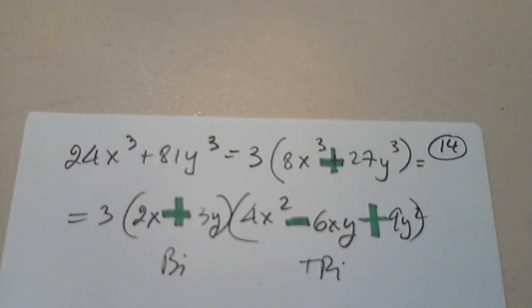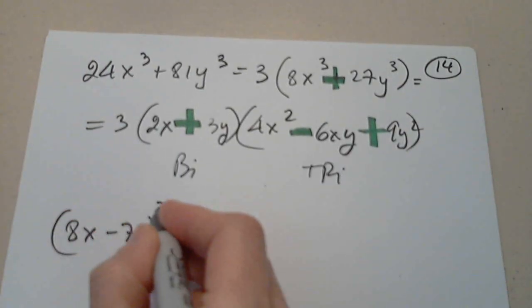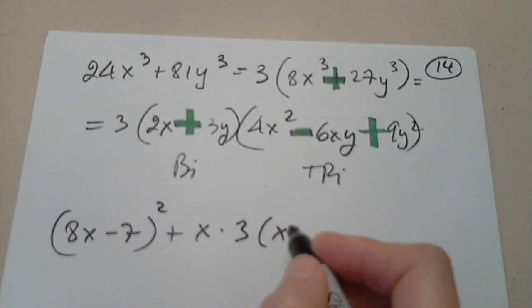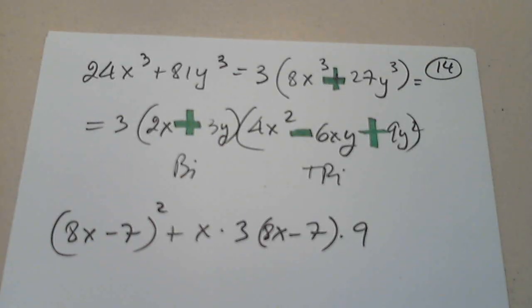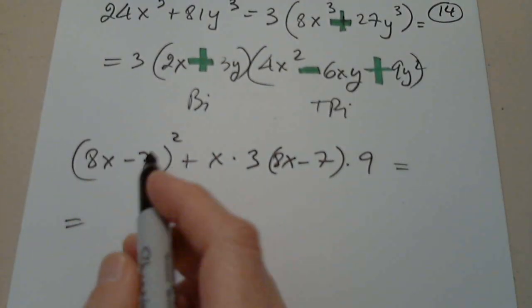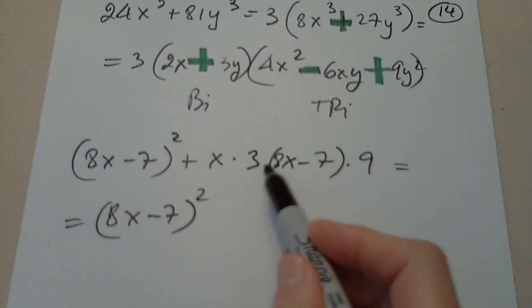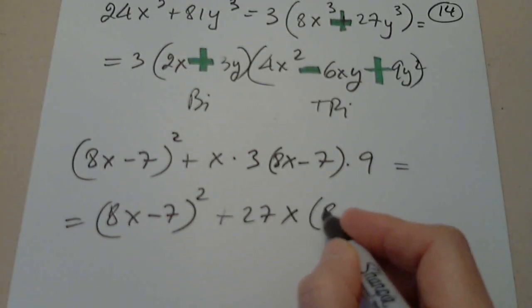Okay, so let's work on this one. We have (8x − 7)² + x · 3 · (8x − 7) · 9. I don't know why they say this, it's not a big deal, really. But anyway, notice the following: we have (8x − 7) squared, but here I have to multiply. So this is 27x(8x − 7).